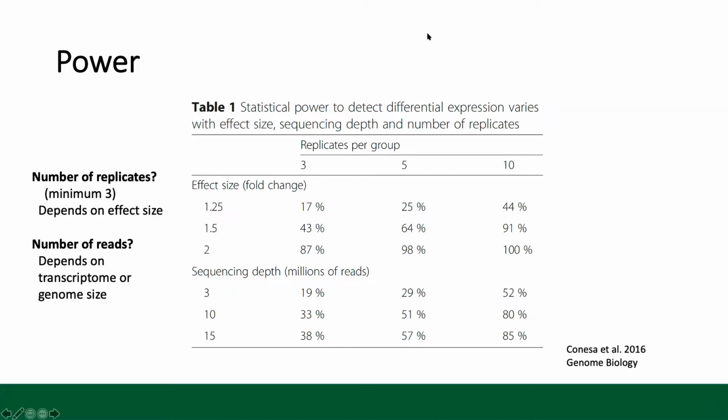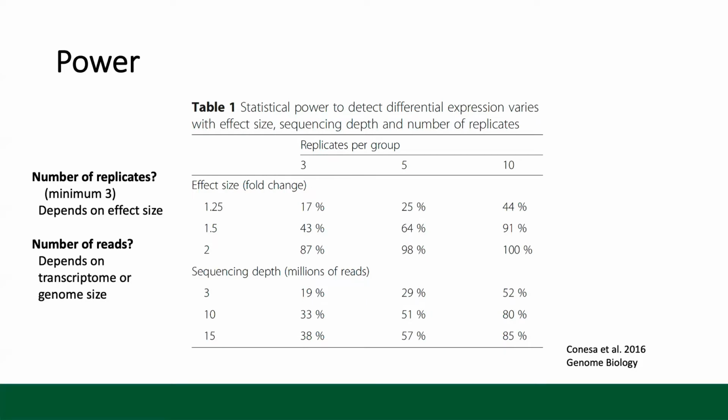Basically, you can see that power estimates are given in the middle here in percentages, and as you increase the number of replicates that you include, you get increased power for your experiment, and the same goes for sequencing depth. The deeper you go, the more power you're going to get, and the more able you will be to pull out statistical differences.